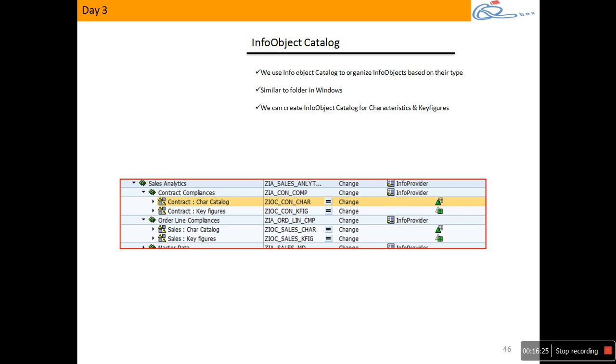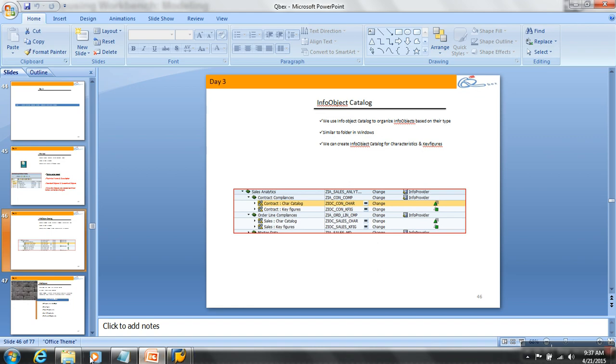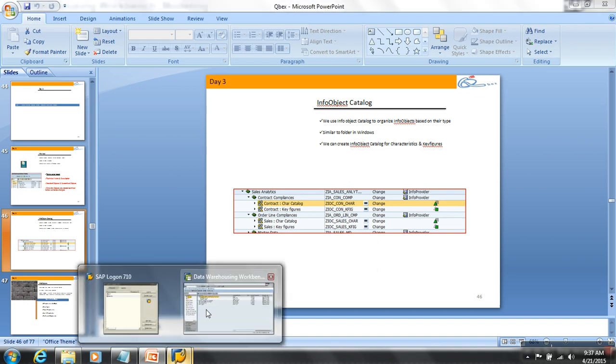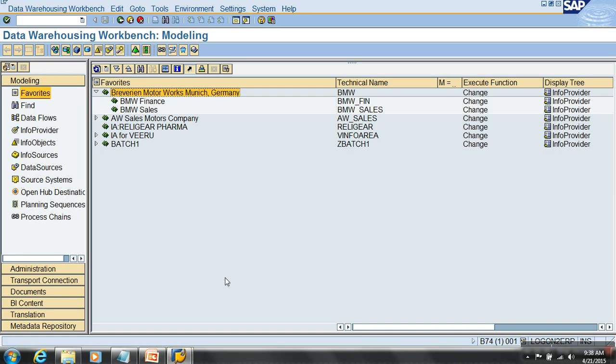So basically, I'm trying to build data warehousing for sales now. Okay, for BW. Let's say I'll go back to area. Now, how do I create my... what is it that we're creating now? InfoObject catalogs. So InfoObject catalogs are used to group those InfoObjects based on the types. Okay. Now look at this.